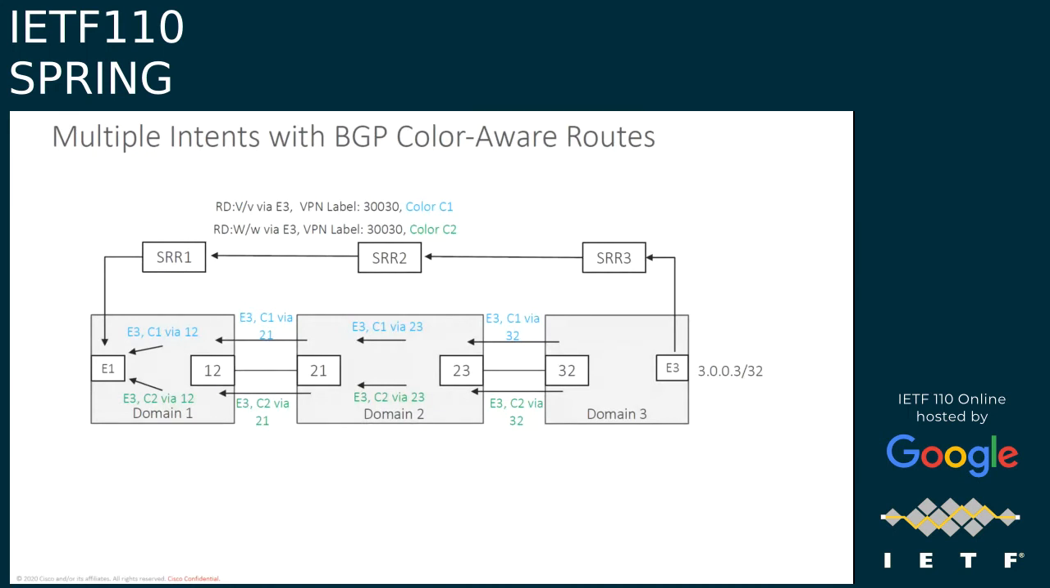Here we see an example of multiple intents. So for the same egress PE E3, we have two color-aware routes, E3 C1 and E3 C2. They are independent routes, and may end up getting set up via completely different paths through the interdomain network. To complete the example, we have two VPN routes, one colored with C1, the other one with C2. Each route will respectively get resolved and steered via the appropriate E3, C-star route. Next slide, please.